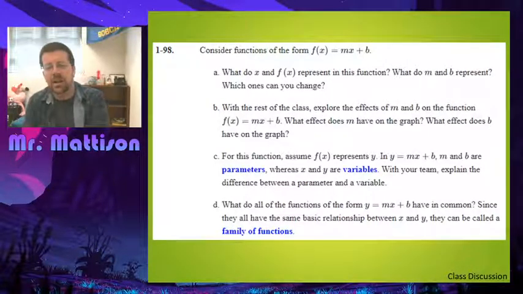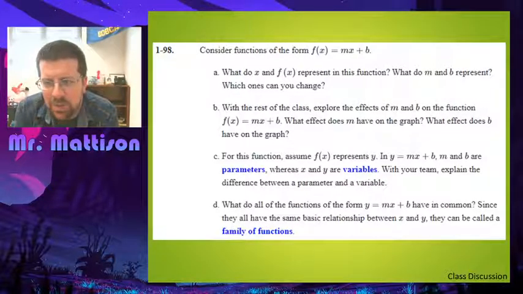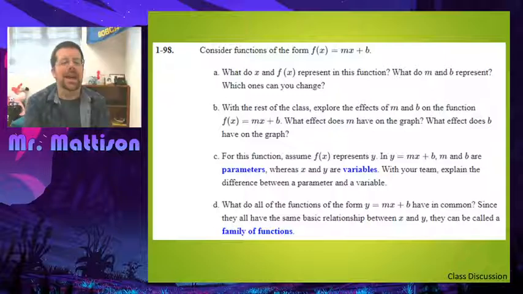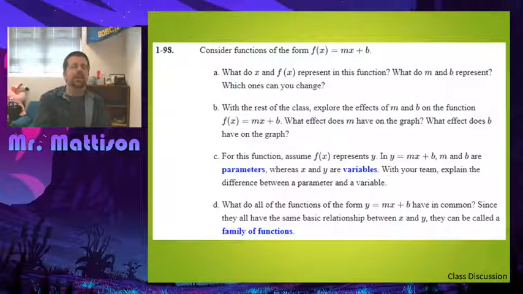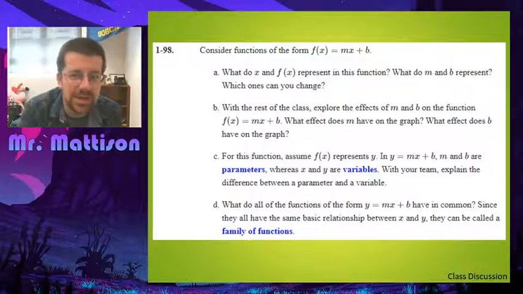Okay, so part A here. What do x and f of x represent in the function? What do m and b represent in the function? Which ones can you change? So x is your independent variable, and f of x is also like your y, and that's your dependent variable. So those are the inputs and the outputs.